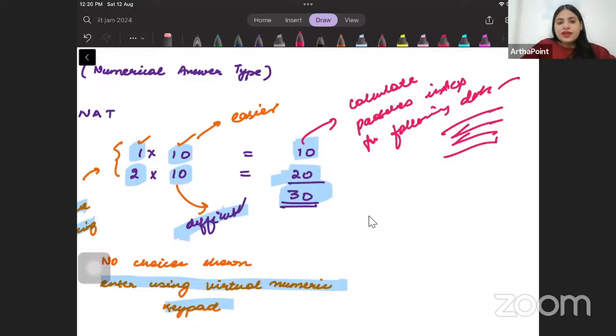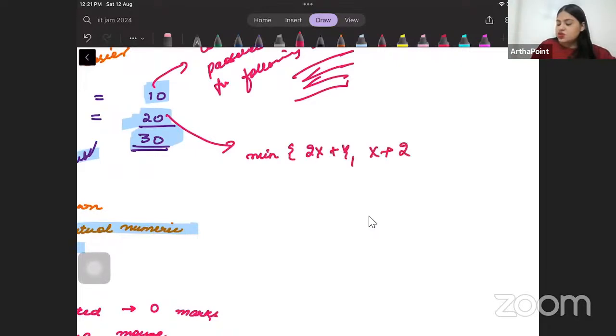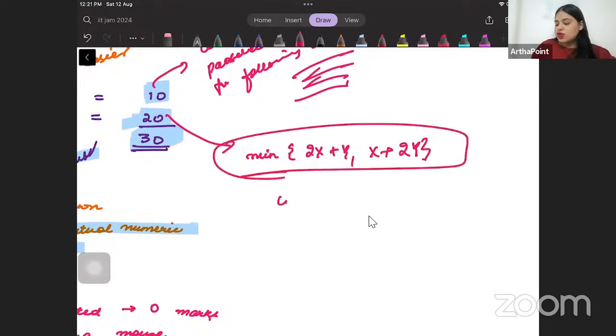But suppose in difficult one, what they can do is they can go ahead and do something like this. So let's say that they can give you a composite utility function. So they can say min of 2x plus y, x plus 2y, and they can ask you to calculate Marshallian demand.